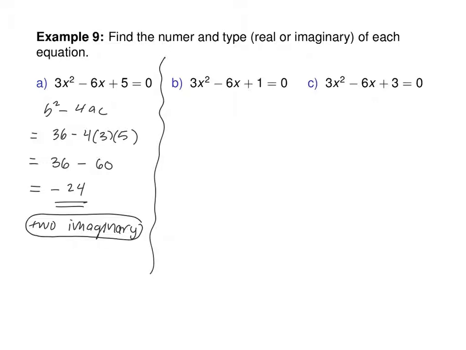Okay, how about this next one? It'll be 36 minus 4 times 3 times 1, is that right? So that's 36 minus 12, right? Which is positive 24. So are there going to be real or imaginary answers you get? Real, and how many of them? 2. So 2 real.